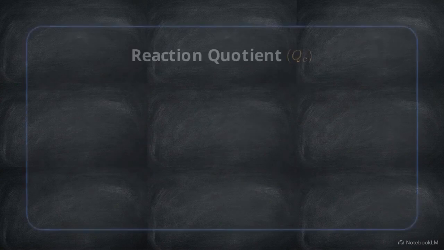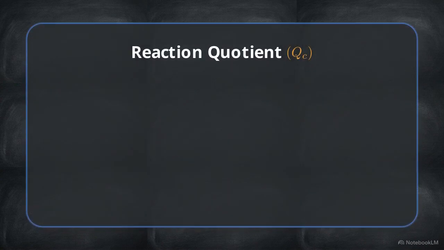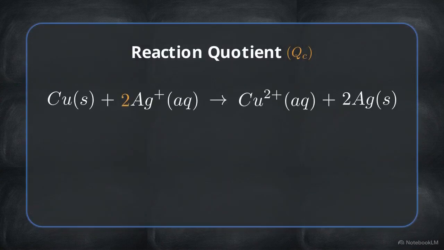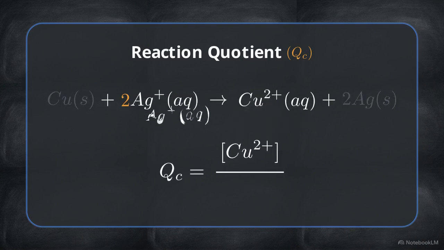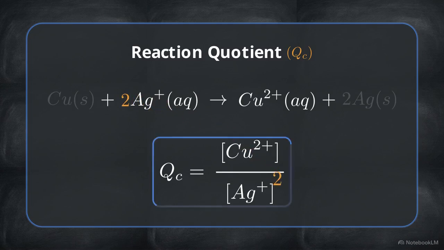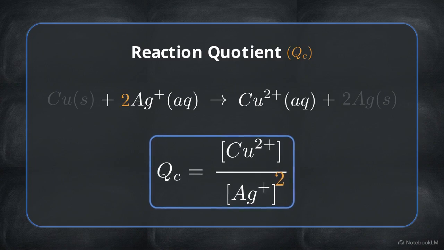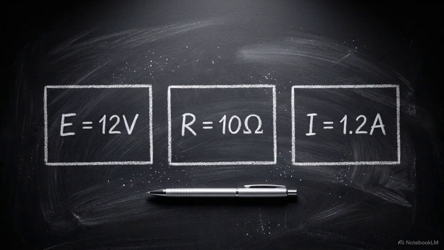The final piece is the reaction quotient, or Qc. This relies on the balanced net ionic equation we just derived. Here is the critical rule. The concentration of the ions must be raised to the power of their coefficients. In this case, the silver ion concentration is squared. All the raw materials for the final calculation are now gathered and verified.